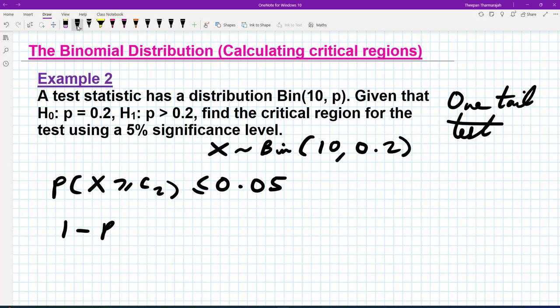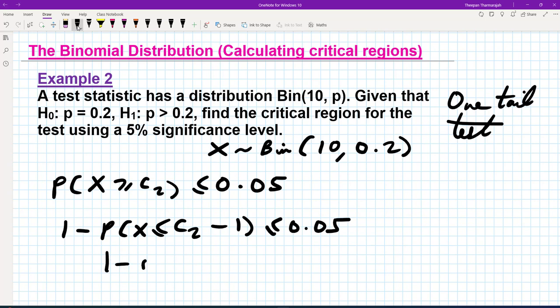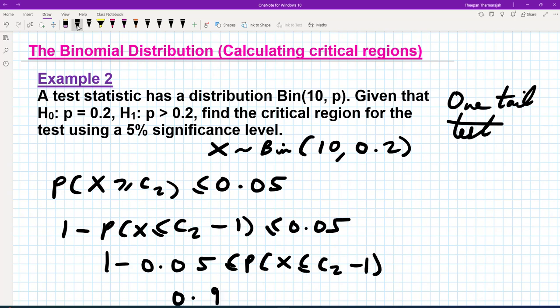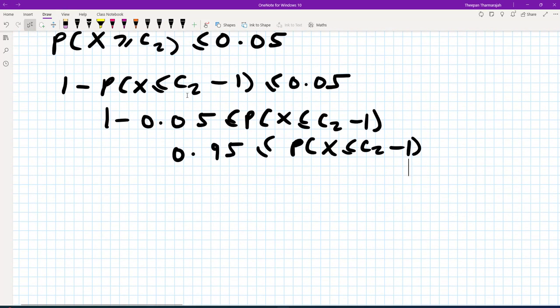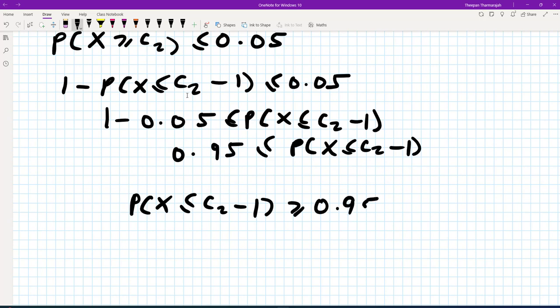As we showed in the previous example, we do 1 minus the probability that X is less than or equal to C2 minus 1, which is less than or equal to 0.05. Solving this as we did before, we get exactly what we had in the previous example. So 0.95 is less than or equal to the probability that X is less than or equal to C2 minus 1. In other words, the probability that X is less than or equal to C2 minus 1 is greater than or equal to 0.95.